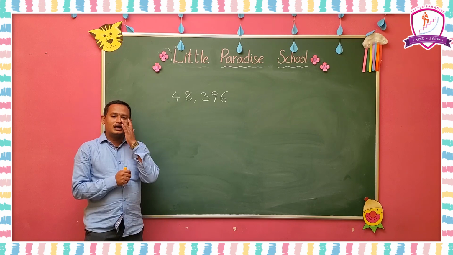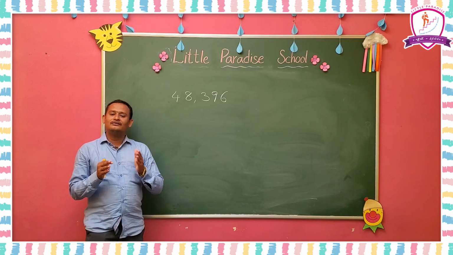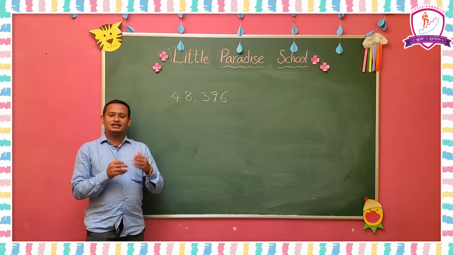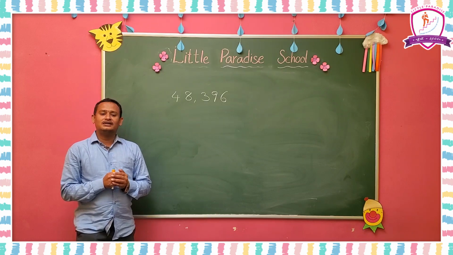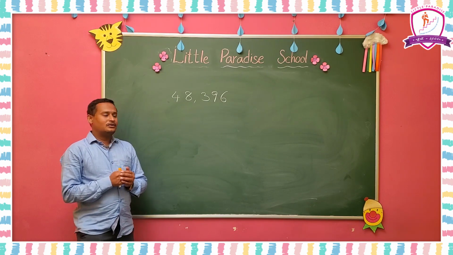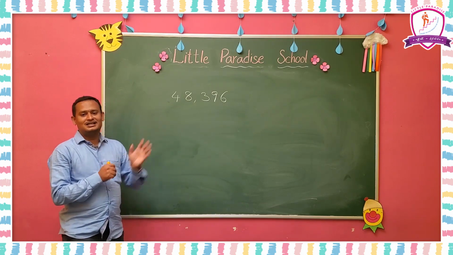Okay. So what about the face value? The face value of a digit is the value of the digit itself. There is no change depending upon the places. Face value will not be changed. The face value of any number is the number itself only.